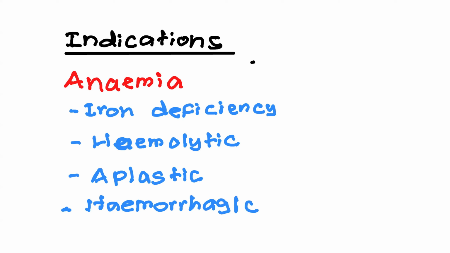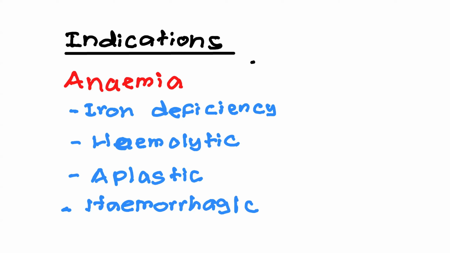Hemorrhagic anemia. What does hemorrhagic anemia mean? Yes, because of the bleeding. So this is actually a bleeding. This is a bleeding, but specifically we can say it as a chronic bleeding, right? Because of the chronic bleeding, right?